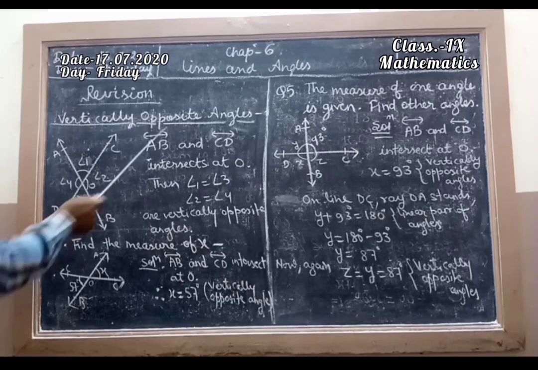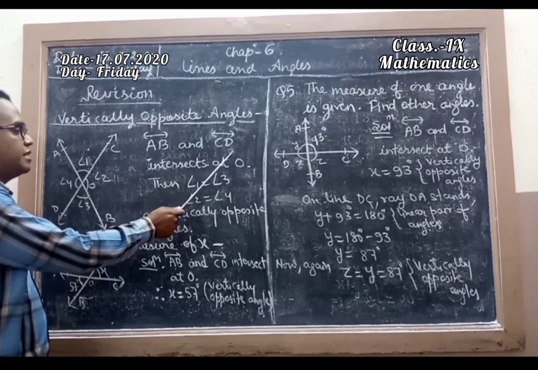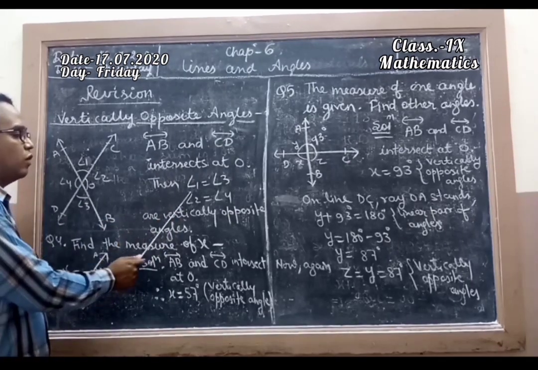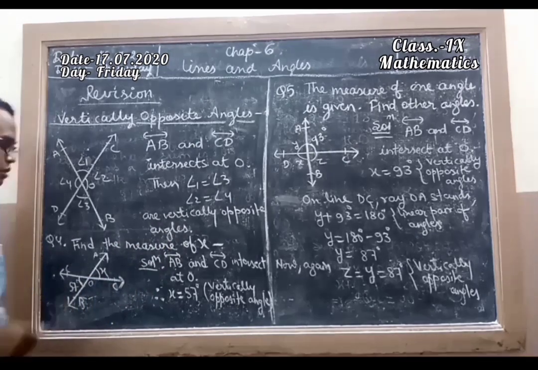Vertically opposite angles. AB and CD are two intersecting lines. They intersect each other at O. Then angle 1 is equal to angle 3, and vertically opposite angle 2 is equal to angle 4. Line AB and line CD intersect at O. Then angle 1 equals angle 3, and angle 2 equals angle 4 are vertically opposite angles.